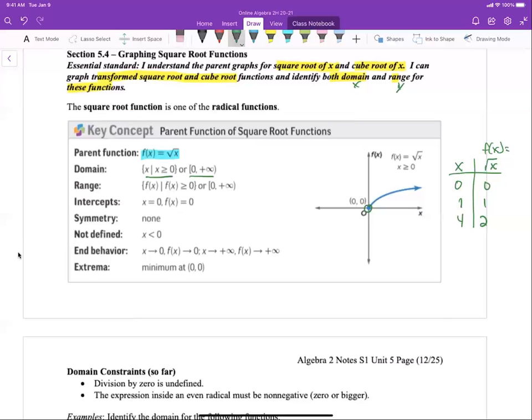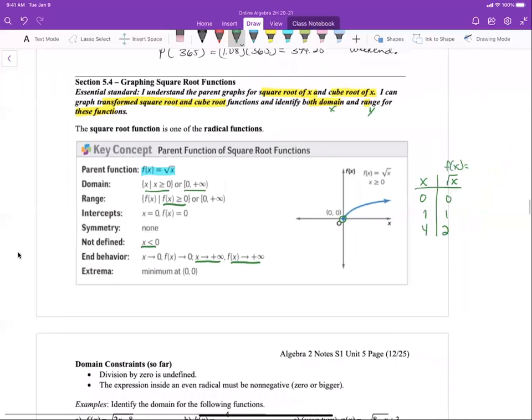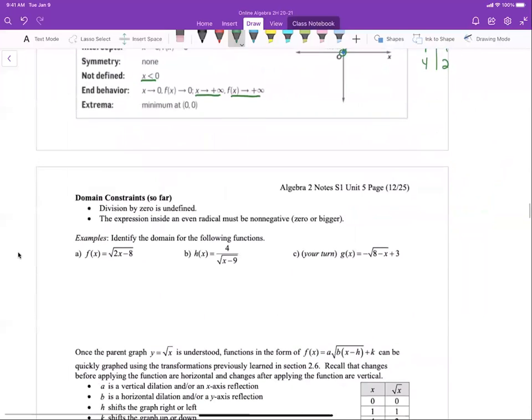Range are my y values, and if you look at the graph, you'll notice that sure enough, there's a restriction on my range: my output is going to be greater than or equal to 0. My intercepts are 0, 0. There is no symmetry. This function is not defined when x is less than 0. In end behavior, as x goes to positive infinity, y goes to positive infinity. So this is our parent function of a square root.